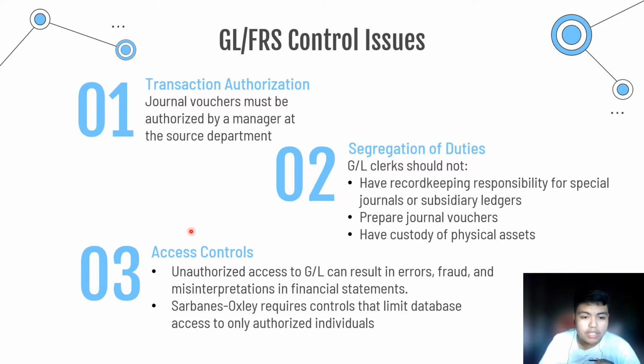Number 3 is access controls. Unauthorized access to general ledger can result in errors, fraud, and misinterpretations in financial statements. So, yun nga, pag nagkaroon ng breach or kung sino-sino lang nag-a-access dun sa general ledger, may tendency na magkaroon ng error or yung unauthorized person na mag-access doon is baguhin yun nandun sa general ledger to commit fraud. Now, Sarbanes-Oxley requires controls that limit database access to only authorized individuals.